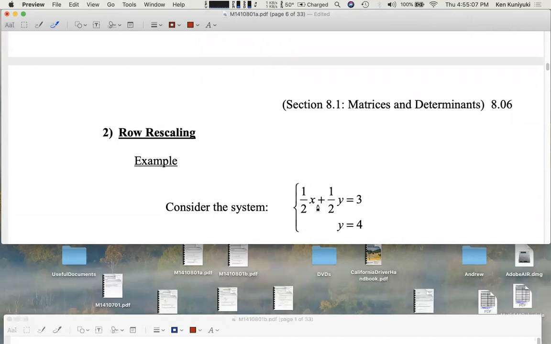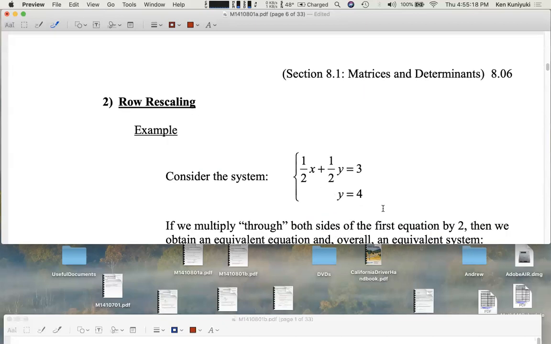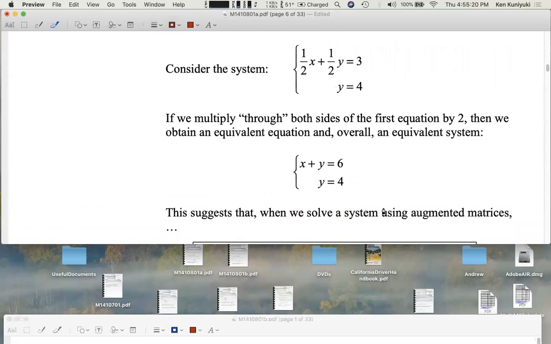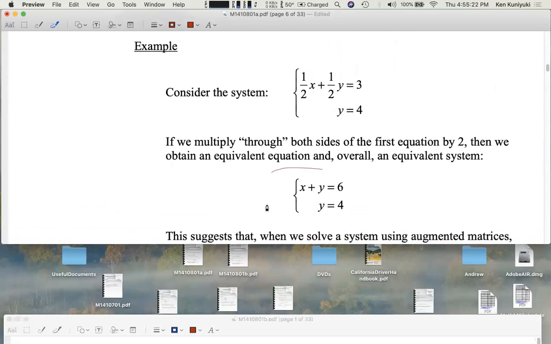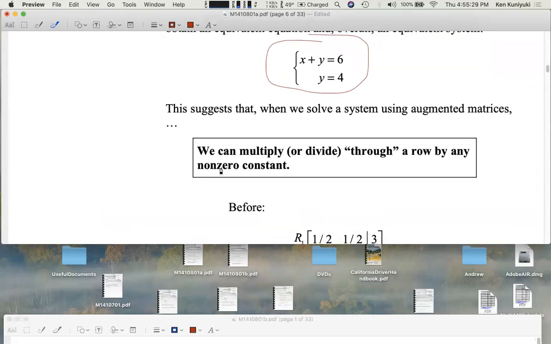Row rescaling. We've seen something like this before. Let's say you have 1/2 x plus 1/2 y equals 3. You're itching to get rid of these fractions. How can you do it? Multiply both sides by 2. It's still legal. So if you do that, you get this equivalent system over here. Same solution set.